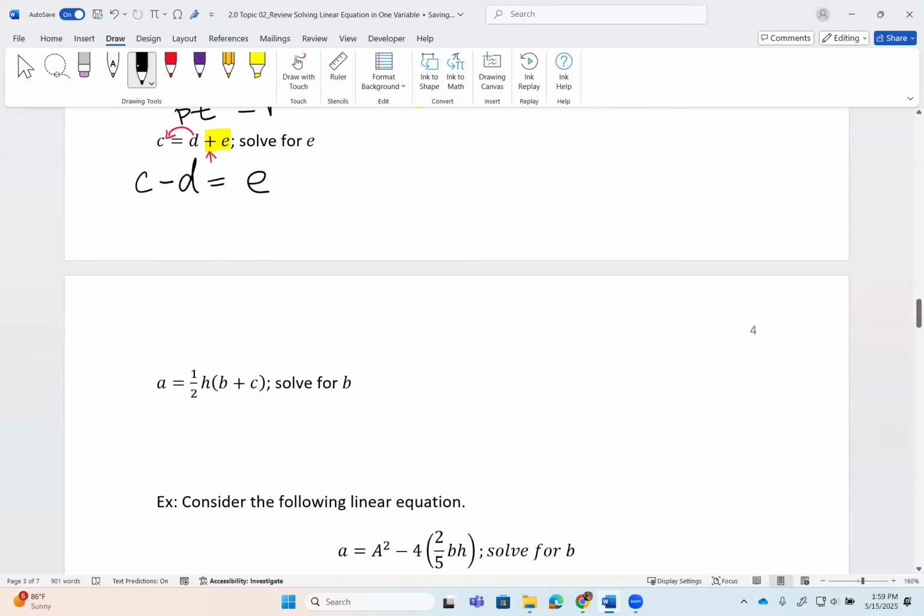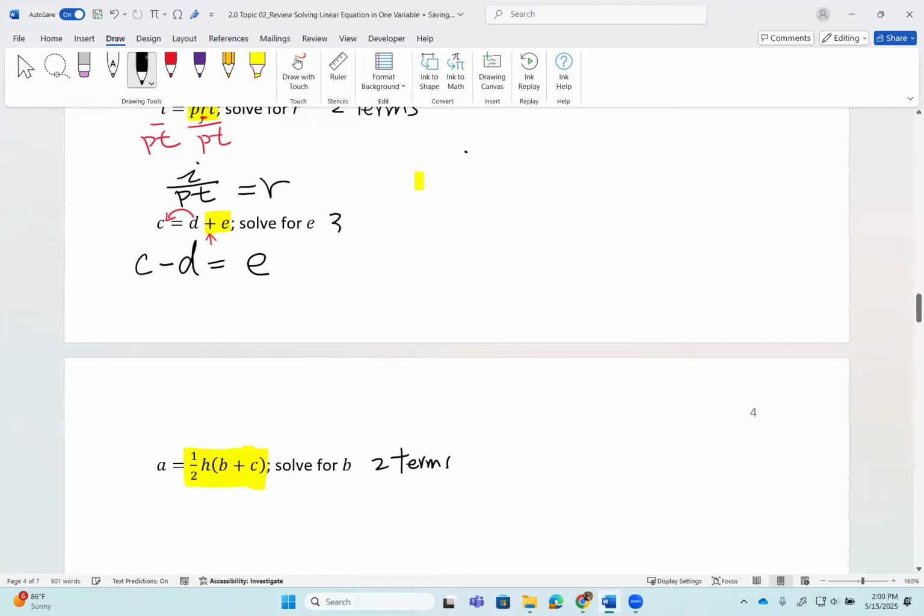Now this one is interesting. This one is solving for B. If you look, the equal sign is here, right? On the left-hand side is the letter A, so that's one term. On the right-hand side of the equal sign, you have this whole thing here. There's no plus or minus sign outside the parentheses. Because between the half and the H and the parentheses, there's no plus or minus sign, so there's a multiplication sign there. So this whole right-hand side is actually one big term. So this equation only consists of two terms. Our previous example had three terms.